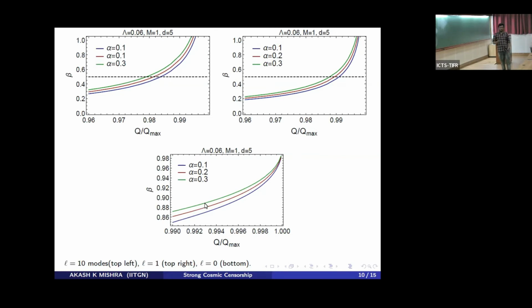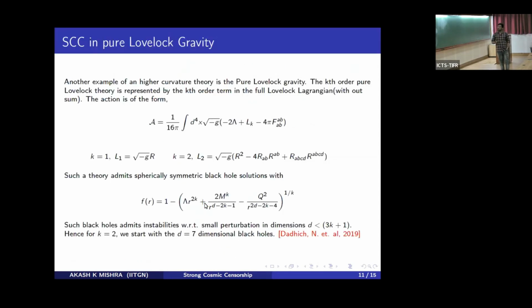Now, to see whether it's a generic feature of any higher curvature theories, or just specific to Gauss-Bonnet theories, we considered another higher curvature theory, which is pure Lovelock kind of theories, where you do not add the Einstein term, the Einstein-Hilbert Lagrangian R, rather you add these Lovelock terms only. And interestingly, there exist exact black hole solutions even in this kind of theories. So we notice that there is no alpha parameter here, because there is no R plus some alpha kind of correction. It's just the Gauss-Bonnet.